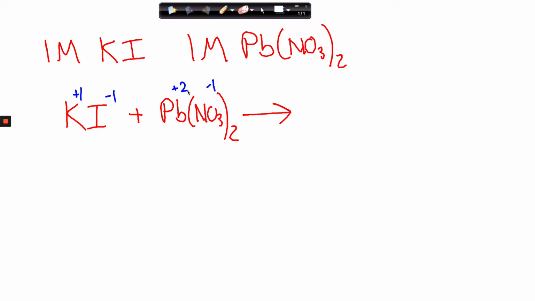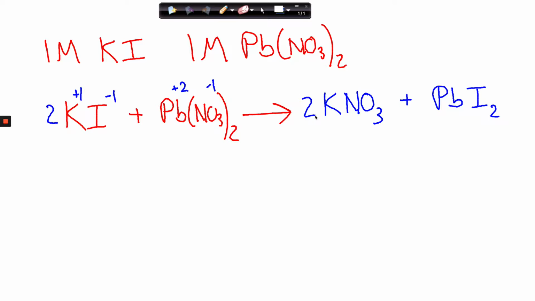Now guys, we can figure out how these rearrange. So what does the K hook up with? The NO3. And then guys, what about the lead? The iodide? But this isn't it, is it? Yeah, it's that. And then we need to balance it. So we've got 2 iodides, so we need a 2, and then we need a 2. Okay.